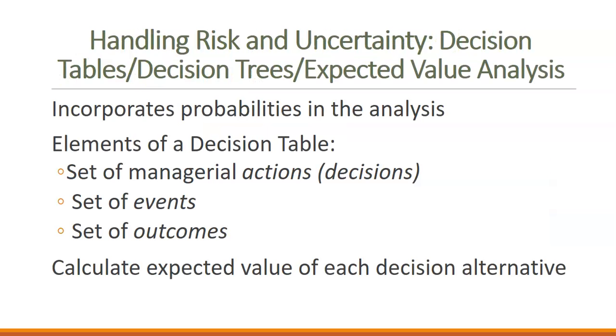When we're looking at a decision table or decision tree, we're incorporating probabilities into the analysis. So we make this decision table, which is a set of our actions or various decisions, the events, and the outcomes. And then we look at the expected value of each decision alternative. So what's the likelihood or probability that any of these would occur?